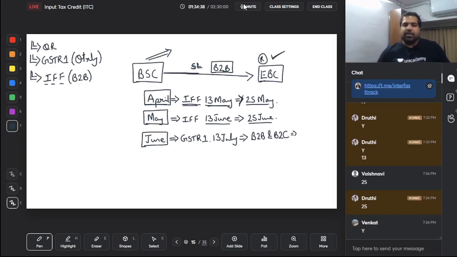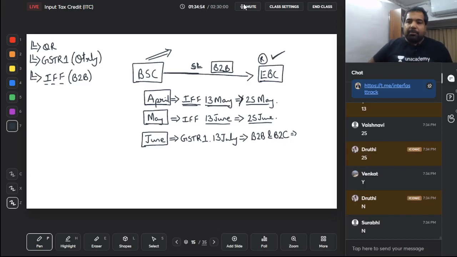So guys, this is what it is. Please tell me yes or no. IFF is compulsory every month. No, IFF is only if you have B2B supplies. IFF is for the first and second month only. True. Third month, what do you file? GSTR1.